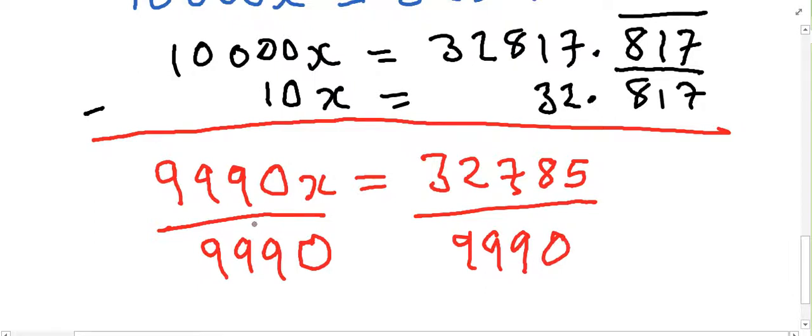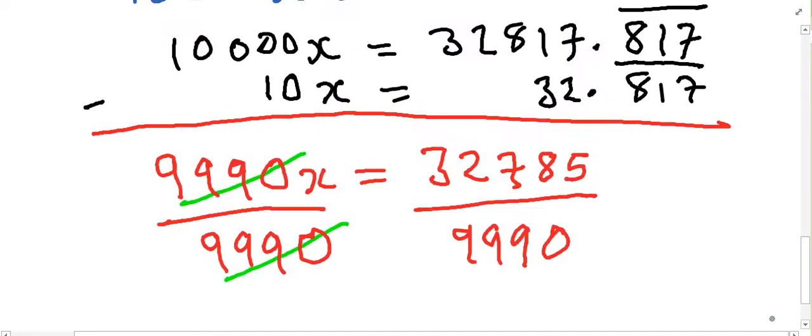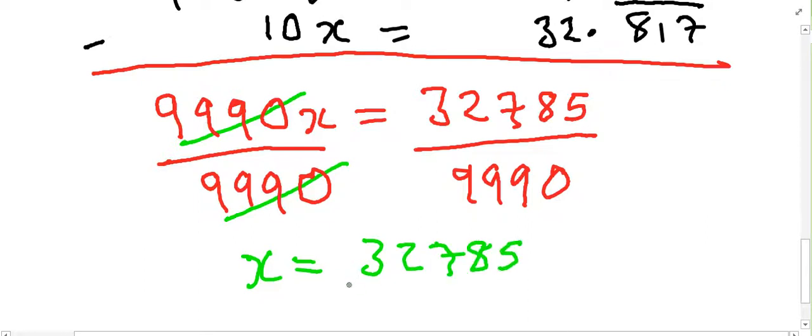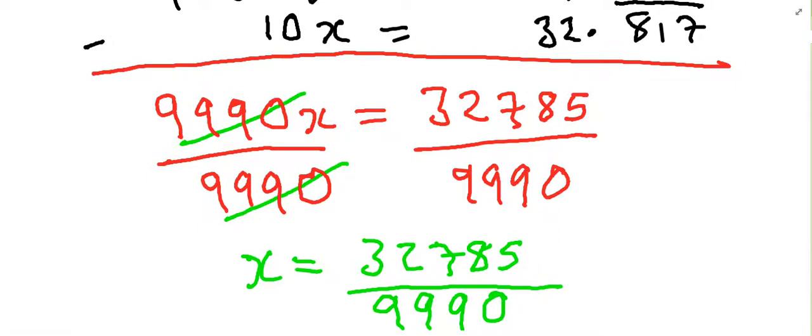Why are we dividing throughout by 9990? Because our goal is to express this in rational form. So automatically the 9990 on the left and the 9990x will cancel. When they go, what are we having? That's another question. We are simply having x equal to 32785 over 9990.